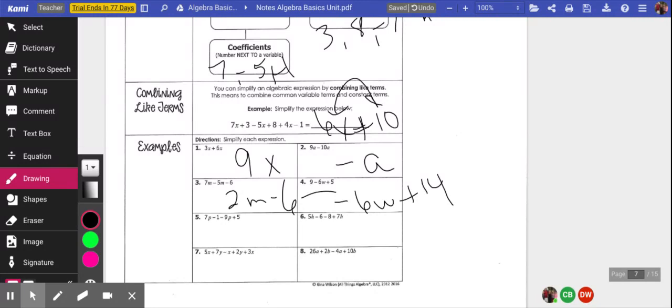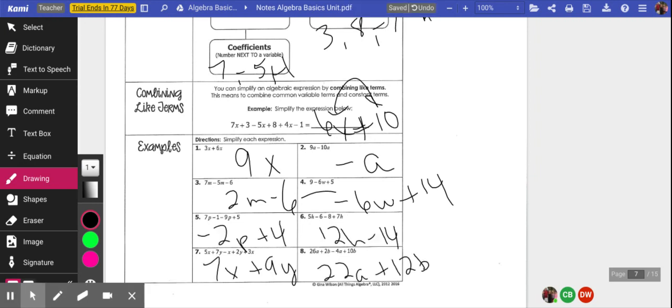Next one, 7p minus 9p. And then you have a negative 1 plus 5. So I'm going to go ahead and pause the video and you do those. And then you see what you get after you unpause it. Okay. Hopefully you got the same answers as me. If not, pause it and try to figure it out or ask for help.